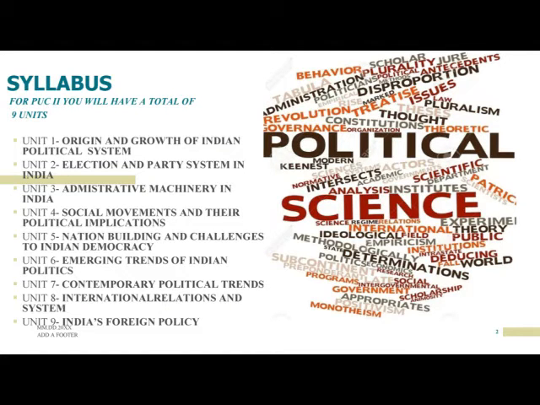Fourth unit, social movements and their political implications. Fifth unit, nation building and challenges to Indian democracy. Sixth unit, emerging trends of Indian politics. Seventh one, contemporary political trends. Eighth unit, international relations and politics. Last unit furnishes India's foreign policy. Totally 9 units are there this year.